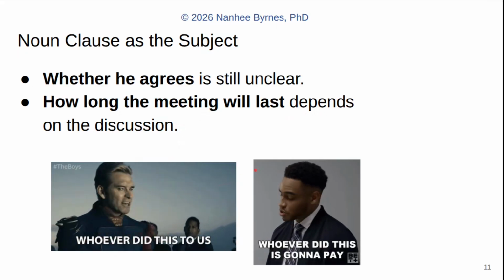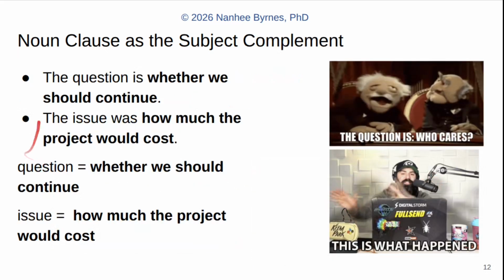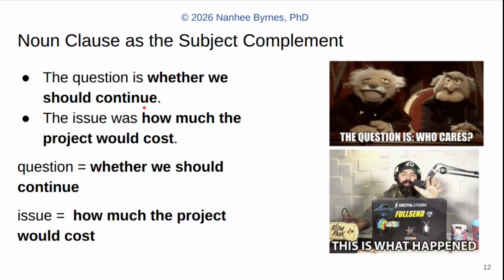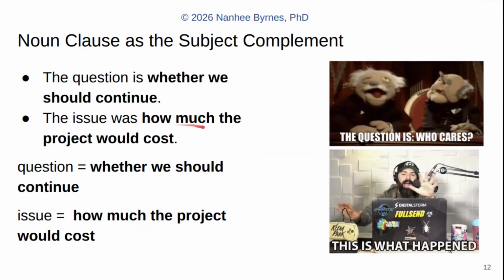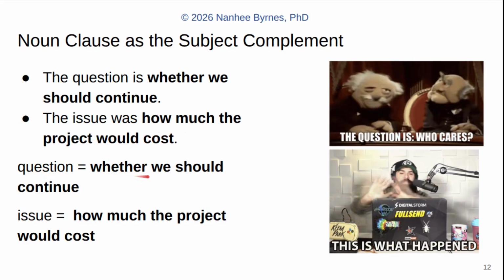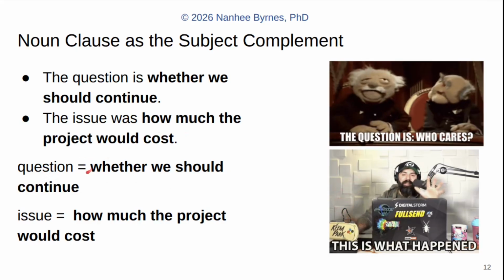Second, a noun clause can function as the subject complement. For example, the question is whether we should continue, or the issue was how much the project would cost. Here, the noun clause follows a linking verb and completes the subject.